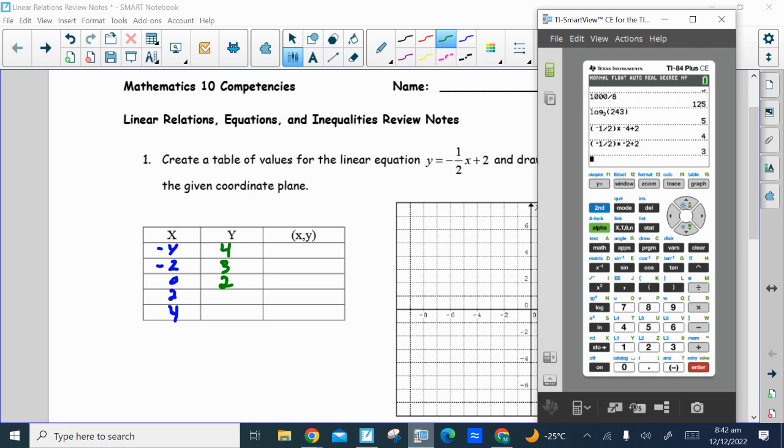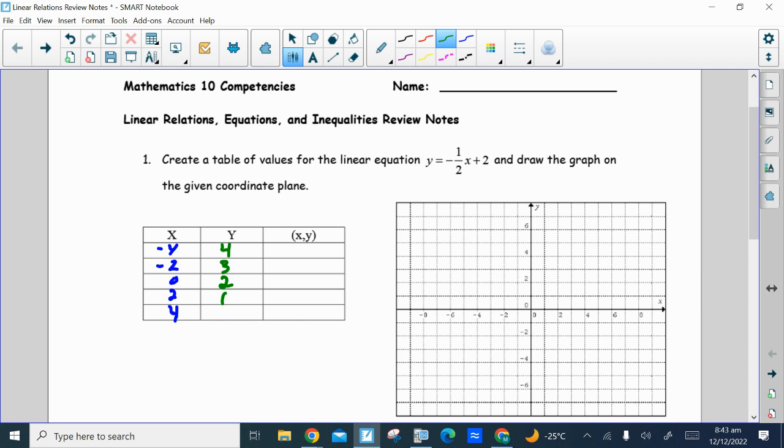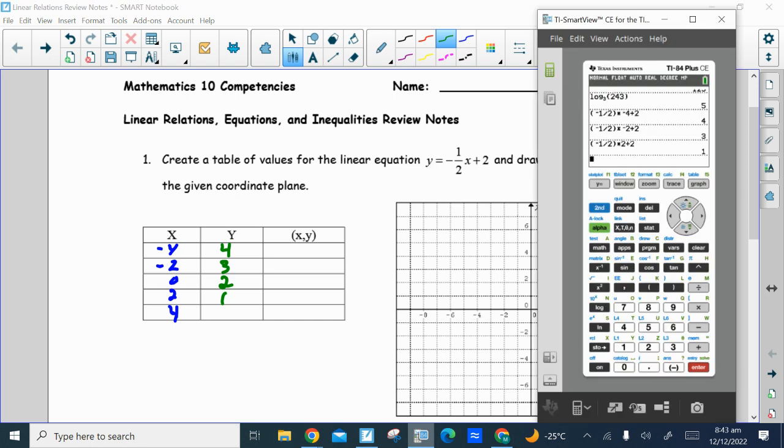My next x value is positive 2. So in this calculator, I can get my previous equation that I typed in there and just edit it. So when x equals positive 2, I get an answer of y being positive 1. Again, that's that same pattern. The values of y are decreasing by 1 as x increases by 2.